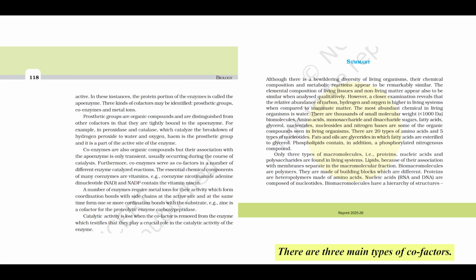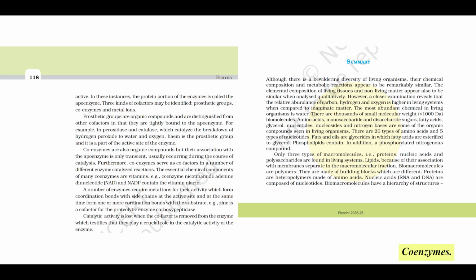There are 3 main types of cofactors. 1, prosthetic groups. These are organic compounds, and they are tightly bound, often covalently, to the apoenzyme. They are essentially a permanent part of the enzyme's structure. Example: HAM is the prosthetic group in enzymes like peroxidase and catalase, which break down hydrogen peroxide. The HAM group is essential for their function. Prosthetic groups organic, tightly bound, like HAM.